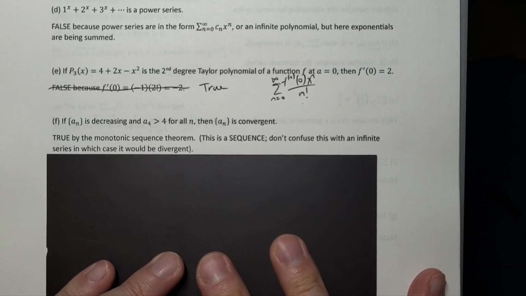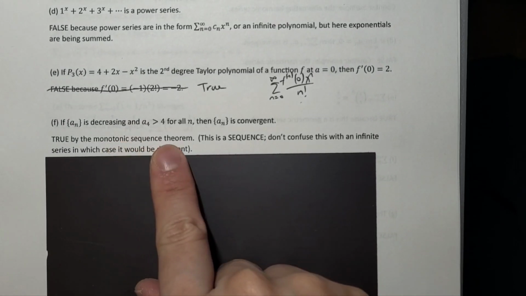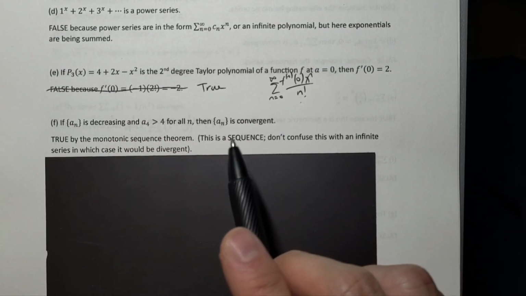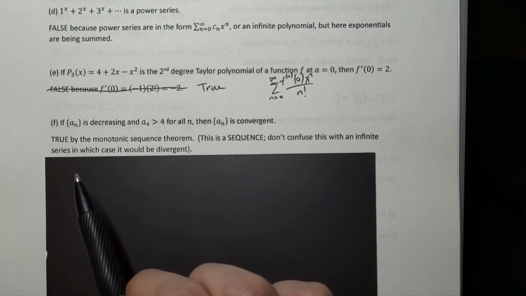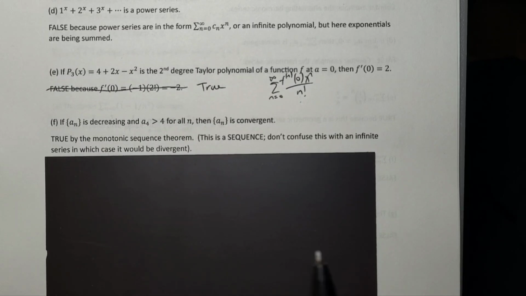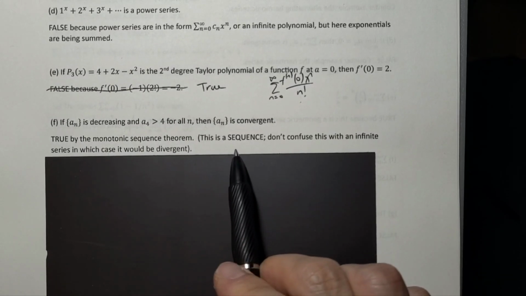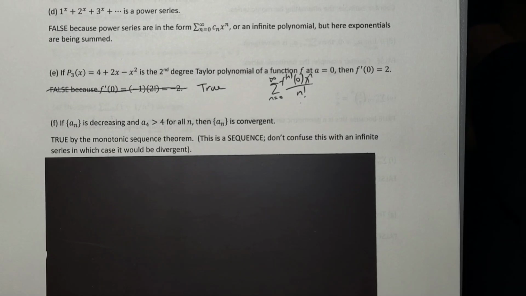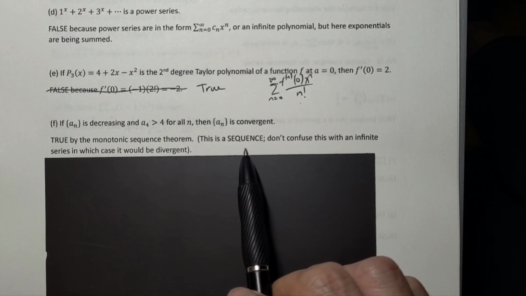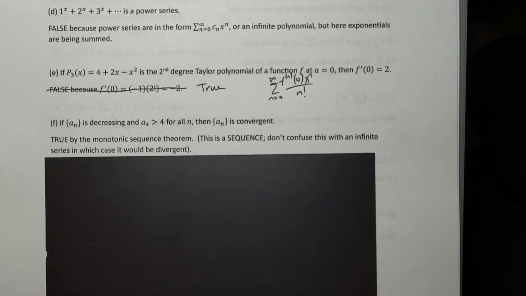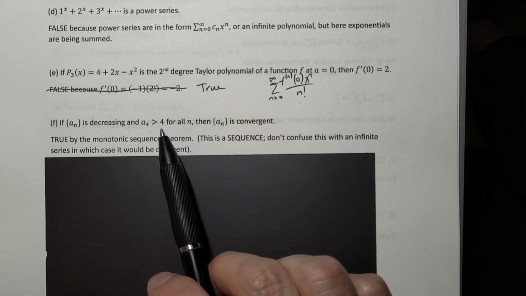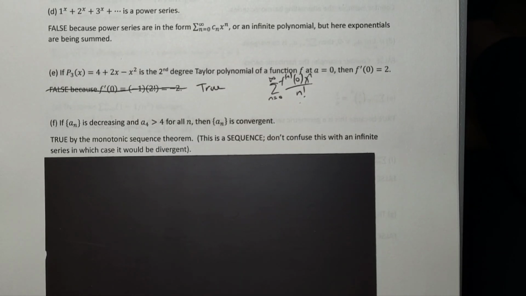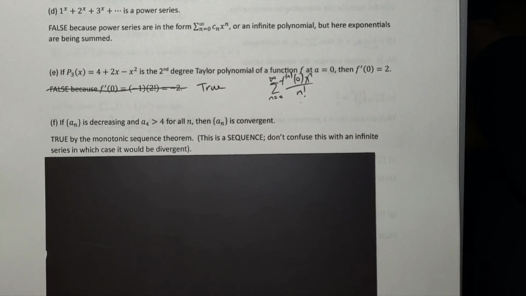And I guess it's by the monotonic sequence theorem, if I remember that name correctly. I even put a note: this is a sequence. Don't confuse this with an infinite series, in which case it would be divergent. We're not summing up the terms here. A sequence is a list of numbers, and this list of numbers would eventually converge to 4 probably. We're not adding all the terms, in which case you'd be adding an infinite amount of values greater than 4. That will for sure diverge. So don't confuse this sequence with a series, is my point here.